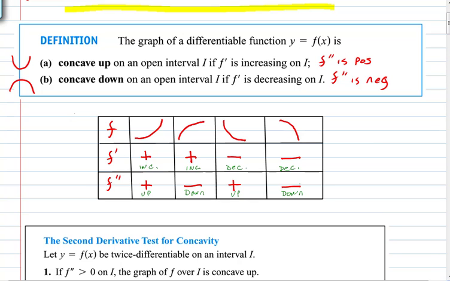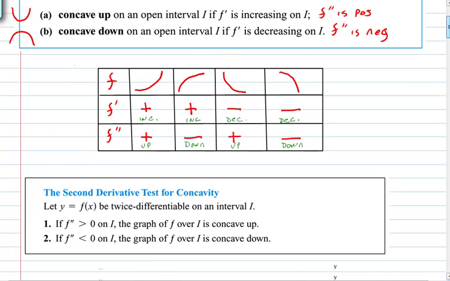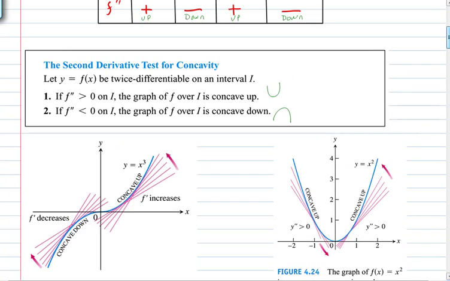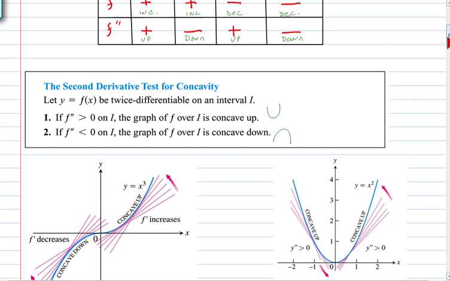Okay. All right. Now, we have a second derivative test for concavity. Basically, it says let y be a function of x be twice differentiable, meaning the second derivative has to exist. And if the second derivative is positive, the graph is concave up. If the second derivative is negative, the graph is concave down. Right? That's what I just told you earlier.